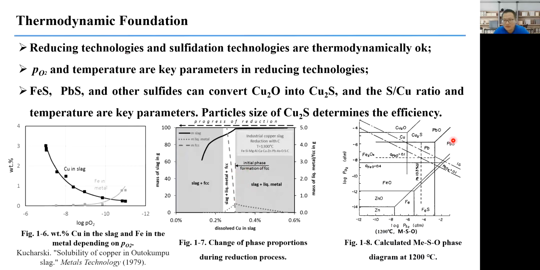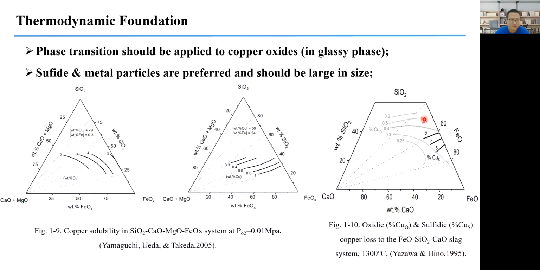Another one is sulfidation. We are using iron sulfide or lead sulfide in replacing the oxide. And we are offering temperature or offering energy, trying to get those particles to grow large enough. And we are using froth flotation in the following step. And we can clean the slag with better efficiency. So the froth flotation, the fundamental, the phase transition. So especially in targeting copper oxide in the glassy phase.